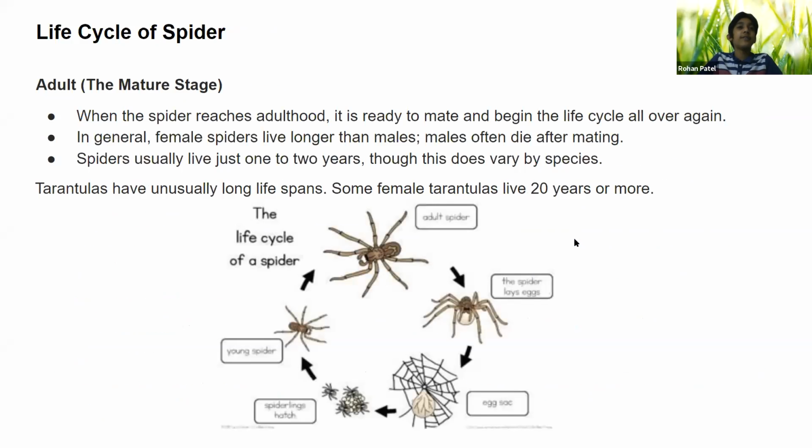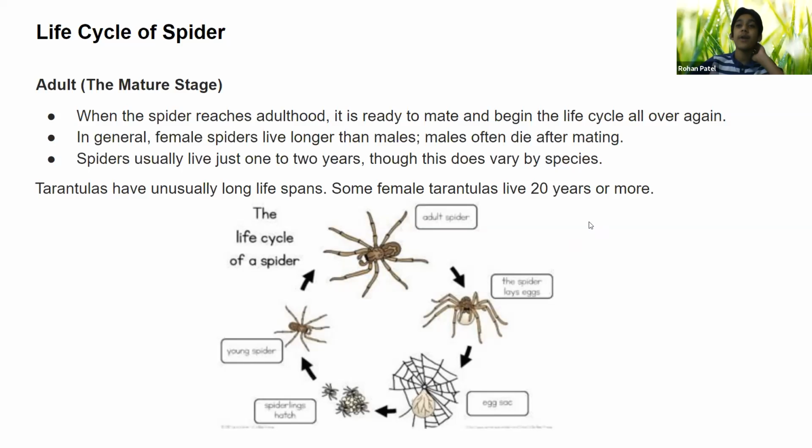Then lastly, we have the adult stage, which is, again, the mature stage. When the spider reaches adulthood, it is ready to mate and begin the life cycle all over again. In general, female spiders live longer than males, and males often die after reproducing and mating. Spiders usually live just 1 to 2 years, but of course, it does vary by species. Tarantulas have unusually long lifespans, and some female tarantulas can live 20 years or more.